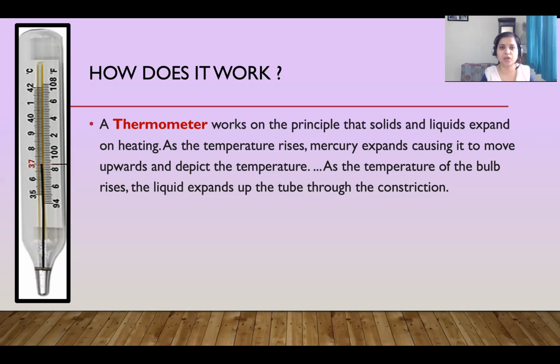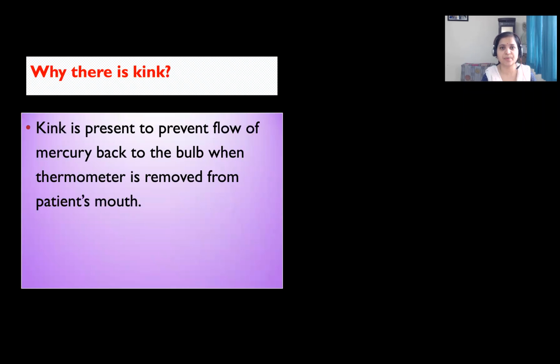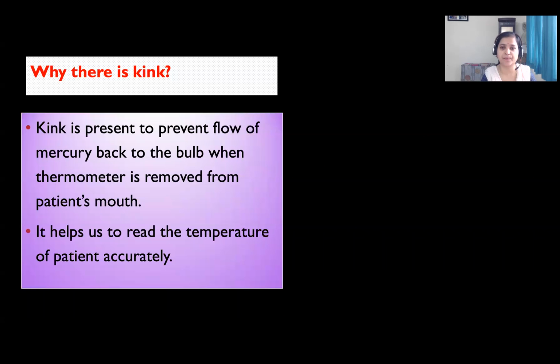Nowadays, instead of mercury, as mercury is a toxic substance, sometimes we can use red alcohol also. In some of the thermometers you can see a red color line. Understood? Now the question comes, why is there a kink? This is because the kink is present to stop or prevent the backflow of the mercury to the bulb when you remove it out of the patient's mouth, so that you can measure the accurate temperature.